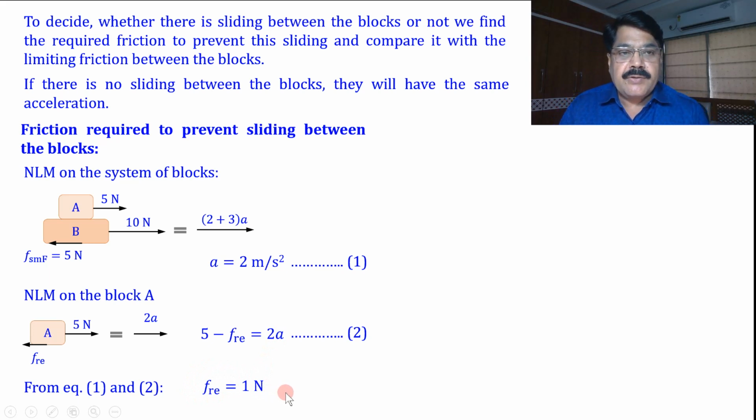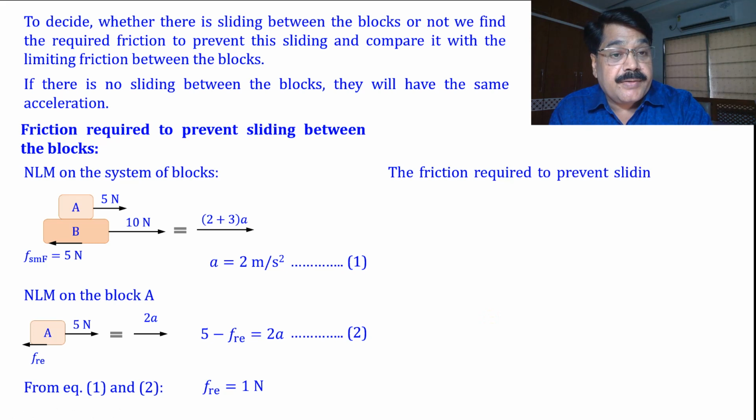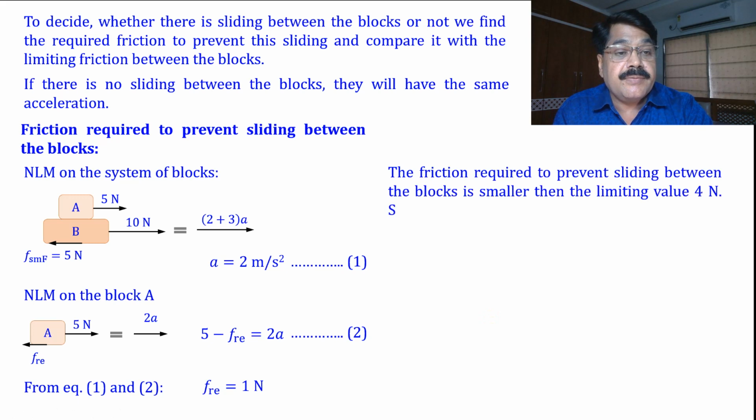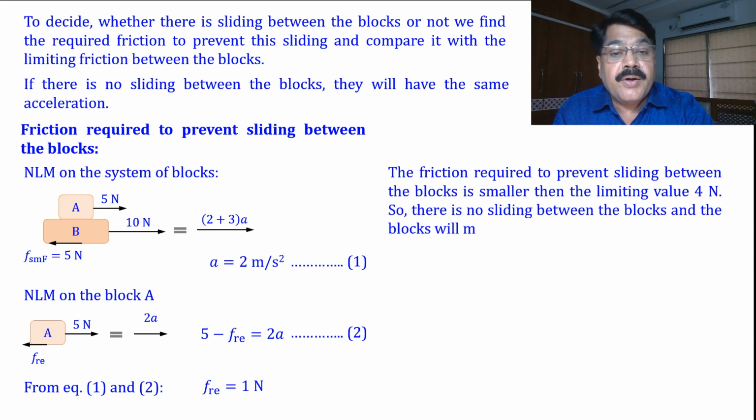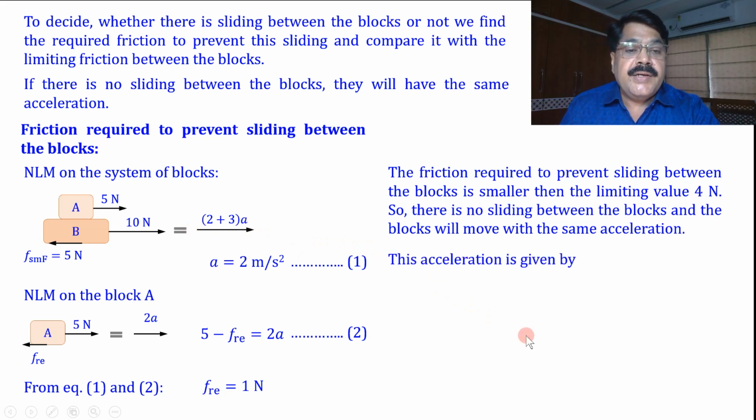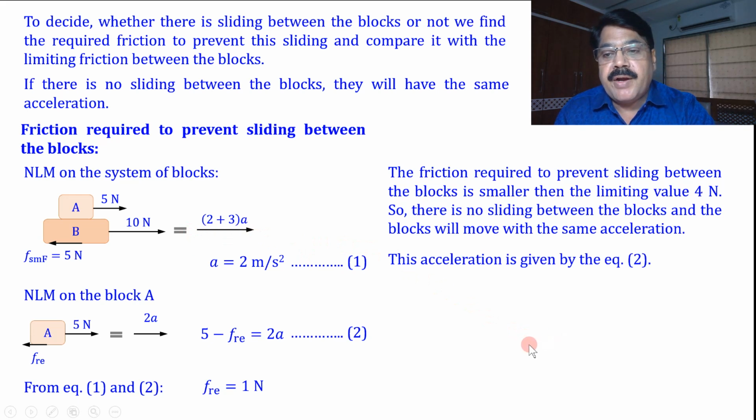And the required friction to prevent sliding is well below the limiting value of 4 Newton. So there will be no sliding between the blocks and both will have the same acceleration. This acceleration will be equal to 2 meter per second square. The friction required to prevent sliding between the blocks is smaller than the limiting friction of 4 Newton, so the blocks will move with the same acceleration, given by equation 2. So we can write a of A is equal to a of B is equal to 2 meter per second square.